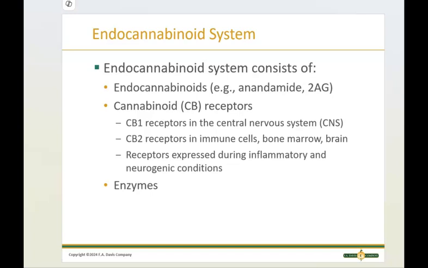When we say central nervous system, we are including basal ganglia to affect our motor activity. We're talking about cerebellum for motor coordination. We're talking about hippocampus for short-term memory, neocortex for thinking, and the hypothalamus and limbic cortex for appetite, gastric motility, and sedation.